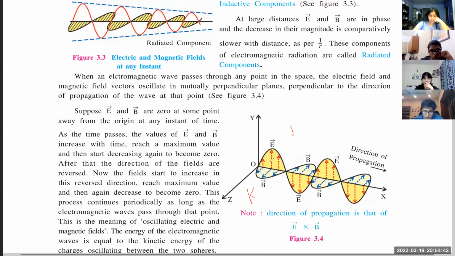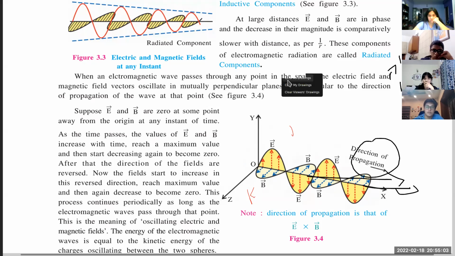So what is j cross k? I, J, K. What is j cross k? It's i. That means the wave is going in plus i, the direction of propagation.